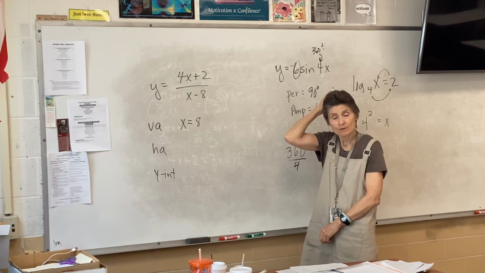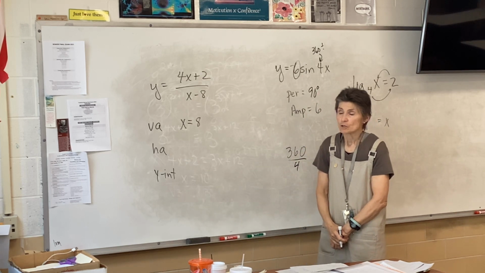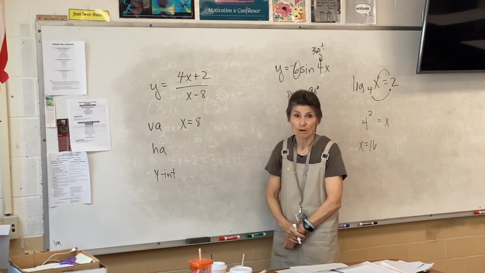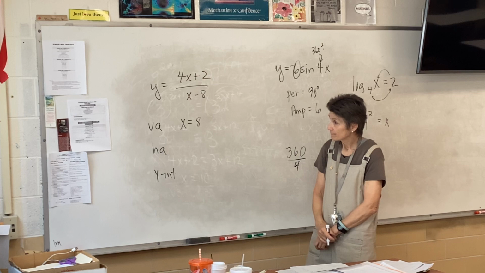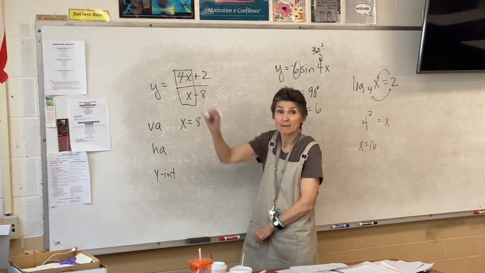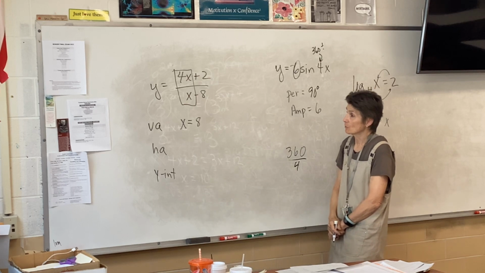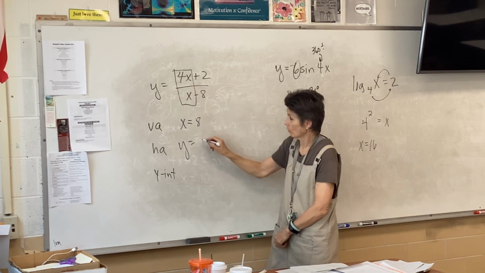Your denominator can never, ever, ever be 0. So anything that makes it 0 is going to be a vertical asymptote. Horizontal asymptote, that's where we box it in. That's our limit. So the horizontal asymptote is y equals 4.